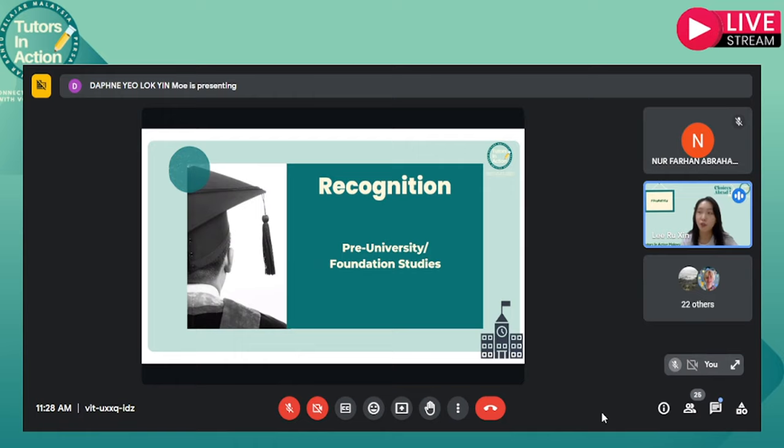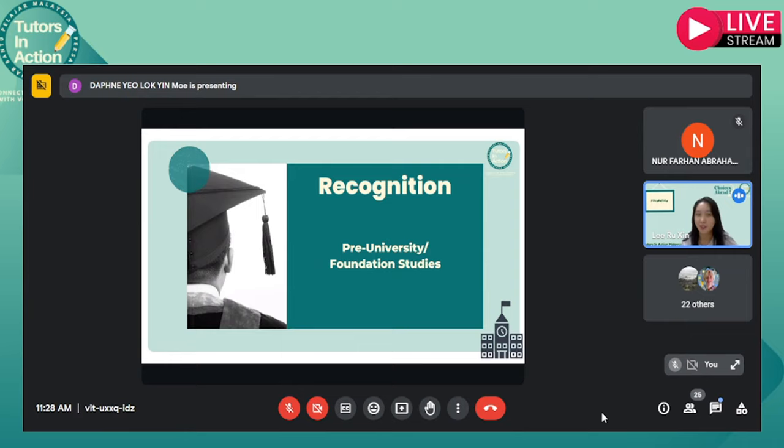But if you're doing matriculation or Form 6, then it's not that easy to get into MMU, because MMU may ask you to do your pre-U course all over again. Which means that if you took A-levels or whatever pre-U course and your results are not ideal, then they may ask you to do your foundation in law all over again in MMU.